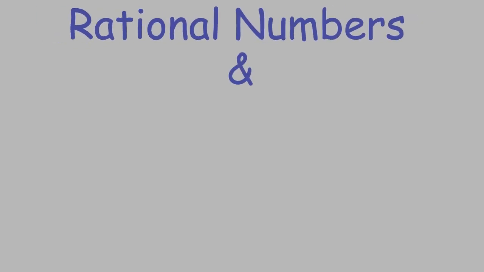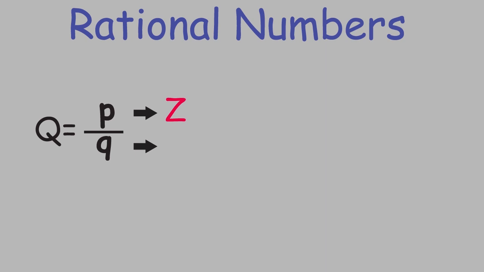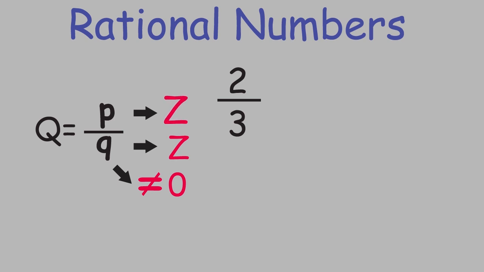Now we will see what are rational numbers and what are irrational numbers. Rational numbers are those numbers which can be written in the form of p by q, where p and q are integers and q cannot be equal to 0. Take some examples. For example, if I write 2 by 3 here, 2 is an integer, 3 is an integer, and 3 is not equal to 0. So yes, this is a rational number.